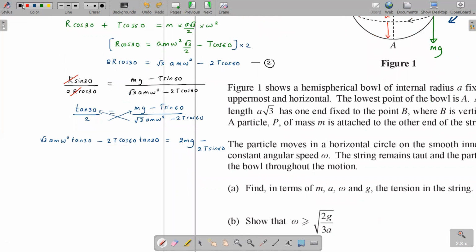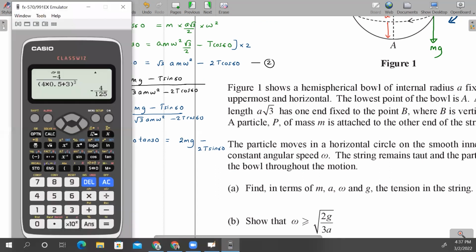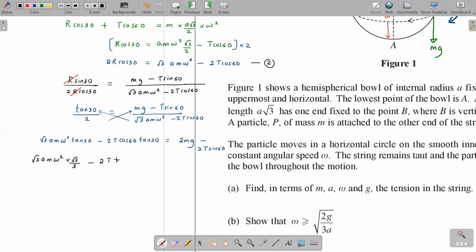Tan 30 is root 3 over 3. Okay, it comes in the color as root 3 over 3. Or basically, it's 1 over root 3. And then this one minus 2t times cos 60 into tan 30. Directly times it. Cos 60 into tan 30. Cos 60 is half, root 3 over 6.